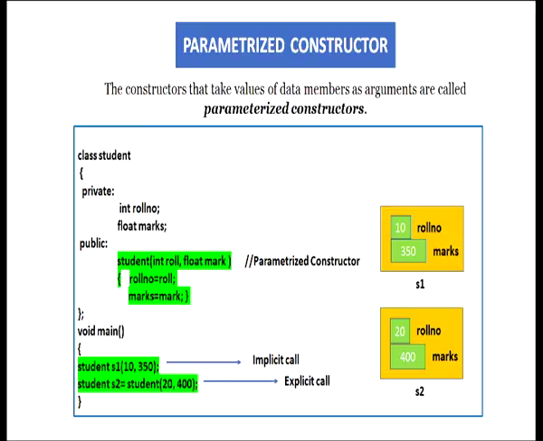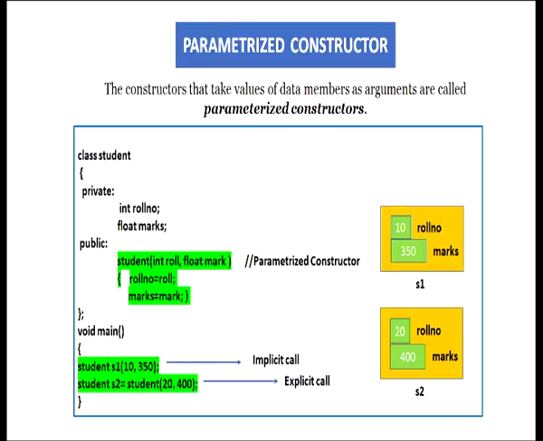Now, in the public section, we are declaring the constructor student, in which we are passing int roll, comma, float mark as parameters to supply values to roll number and marks of the class student. In the body of the parameterized constructor, we will write roll number equal to roll and marks equal to mark. That is, we are assigning the value roll to roll number and mark to marks.